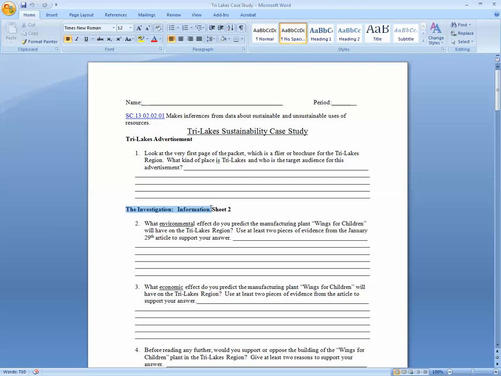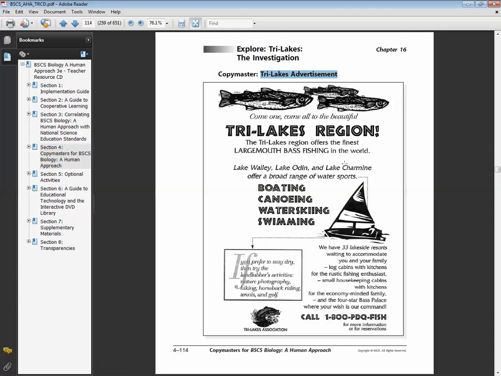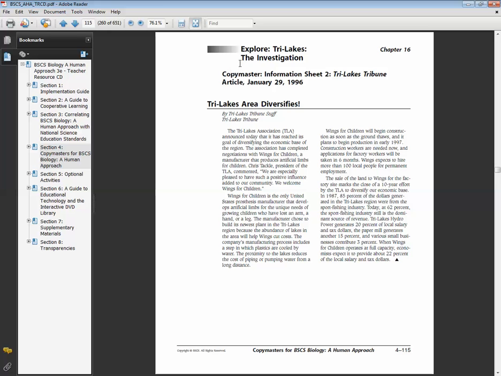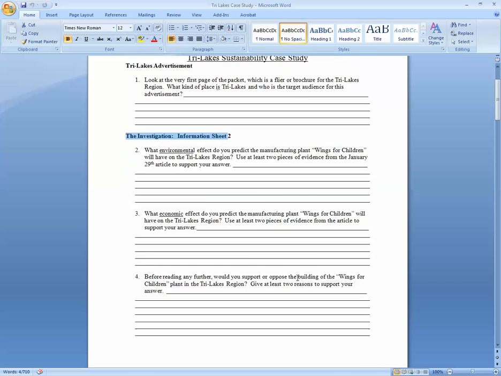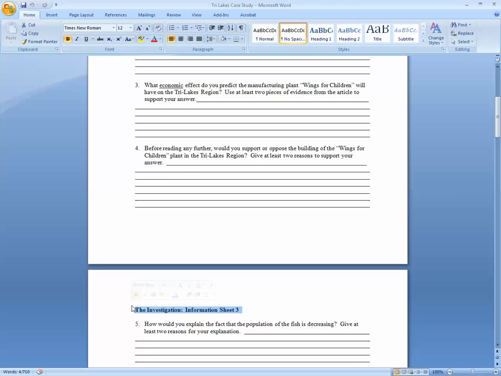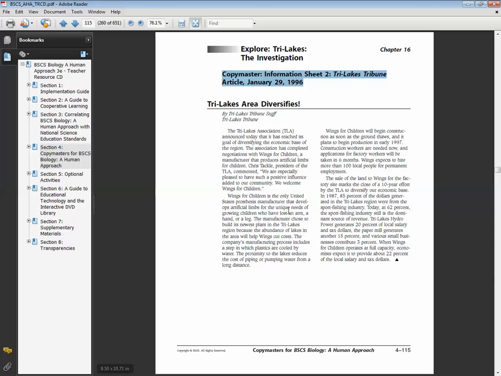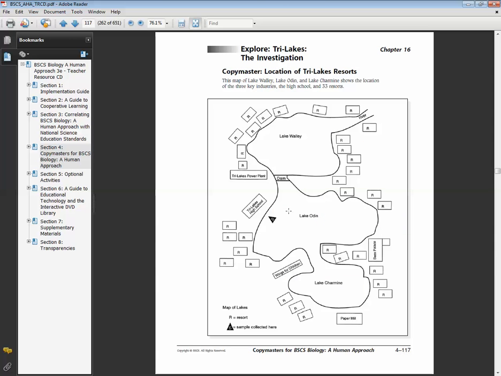As you get to the next bold part, like you see here, you're going to go back to your packet and go to the next page. So then the investigation information sheet 2. You're going to read this article, and again you're going to answer the questions on your packet here. So every time you get to a new bold area, you know that you're going to go to a different page on your information sheet.